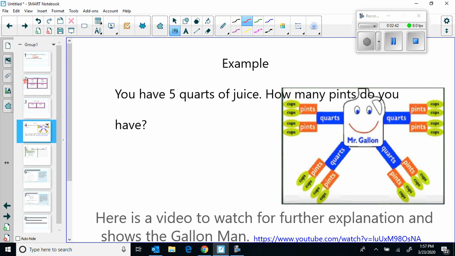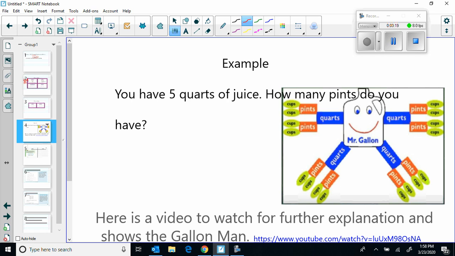Now here's going to be an example slide. And once again, over here on the right-hand side is the gallon man. The gallon man has 4 quarts, 2 pints in a quart, and there's 2 cups in each pint. So by being able to draw the gallon man, you're able to see the bigger picture. You're able to see 4 quarts make a gallon. You're able to see that 8 pints make a gallon. You're able to see that 16 cups make a gallon.